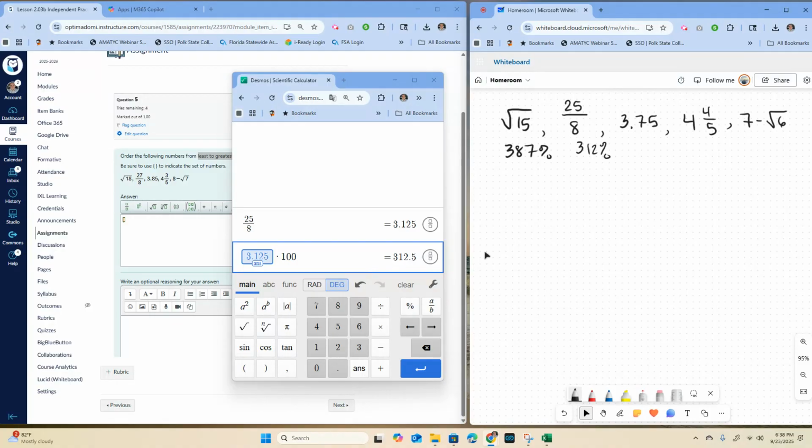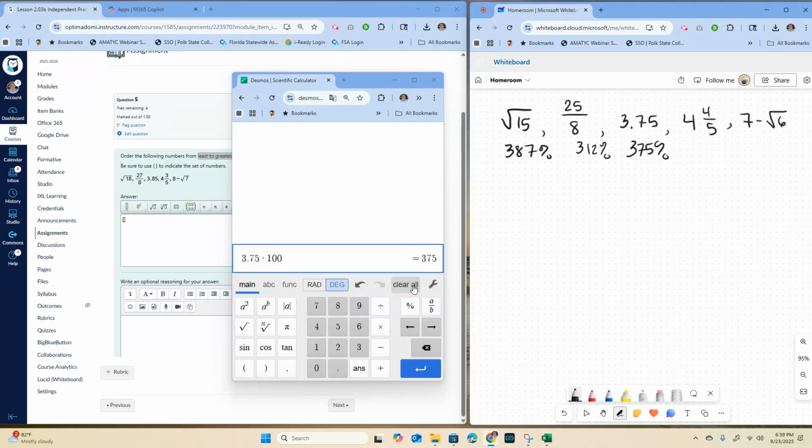The next number is 3.75. I don't need to do any change. I don't need to convert it to a decimal because it's already a decimal. So what I'm going to do is take that decimal and multiply by 100. And you can see that as a percent, it will be 375%.